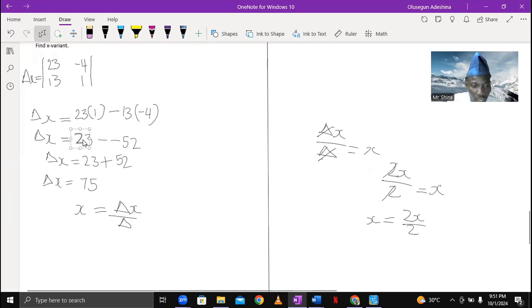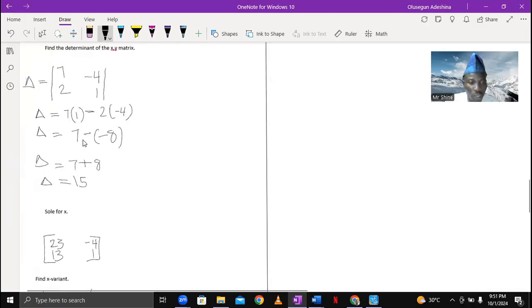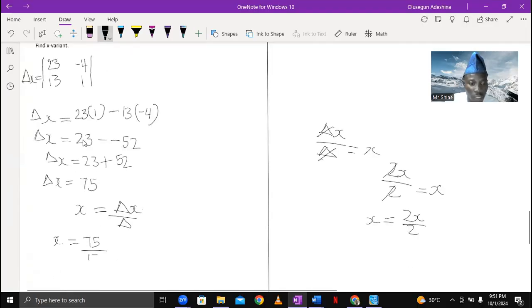Going ahead and solve, X will be equal to, changing X is 75 over, who remembers what the general change is? Okay, it is 15. So the general determinant is 15. Therefore, X will be equal to 5. That's 75 over 15. X is equal to 5.